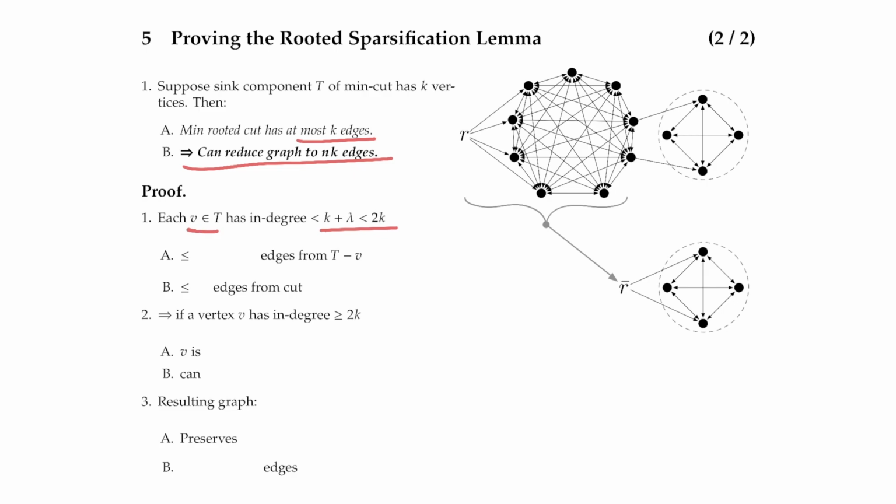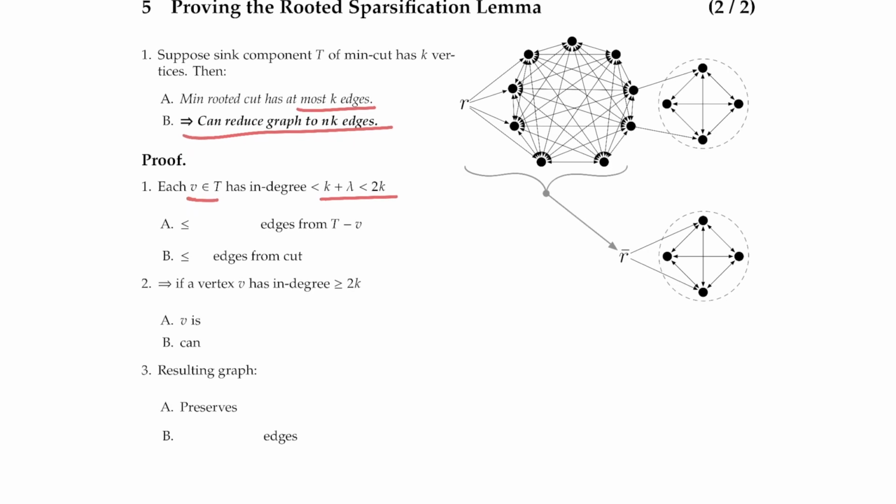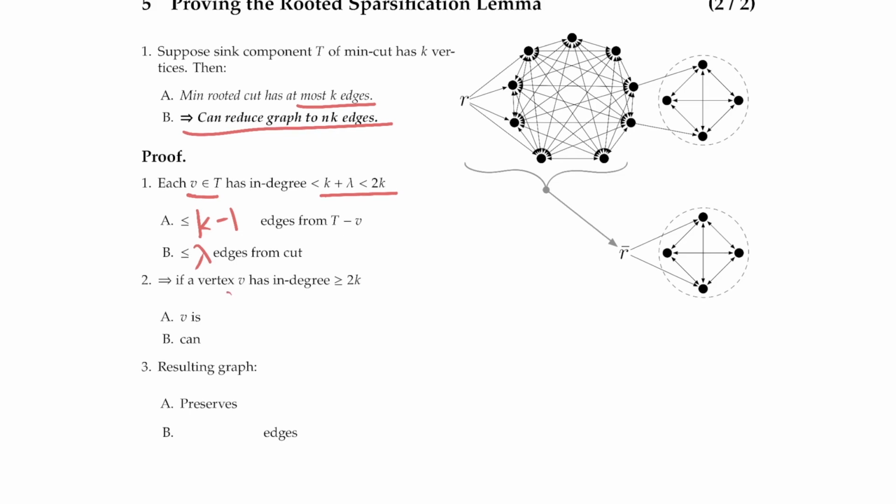So I know that V has at most k minus 1 edges from other vertices in the component and at most lambda edges from the cut. So that gives us 2k. But okay, so now why is that useful? If a vertex V has in degree greater than or equal to k, so one of these vertices in the clique, for example, its in degree is bigger. Then I know it's not going to be in the cut, right?